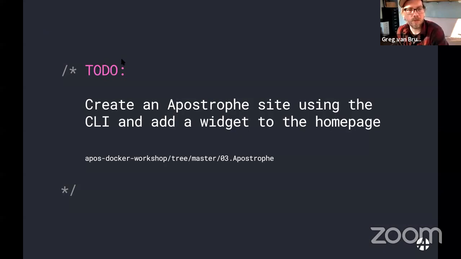So without going too much further into that, why don't we start creating a default Apostrophe site using the CLI, and we'll try adding a widget to the homepage. If you go back to that repository as well, this is the 03 example, and there should be some additional README documentation there if you get stuck. Any questions? Okay. I'll give you guys maybe 5 minutes to do that. Feel free to post questions in the chat again if you get stuck.